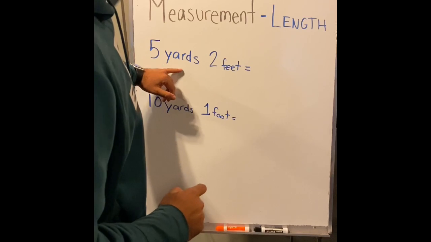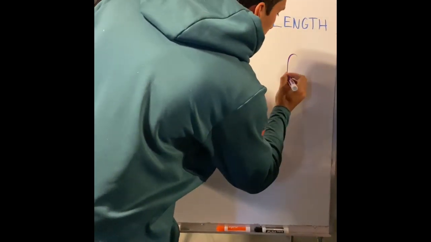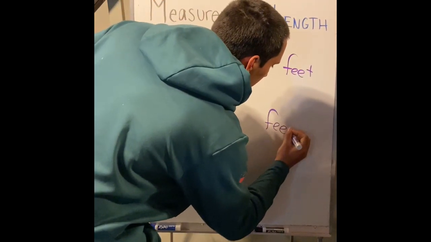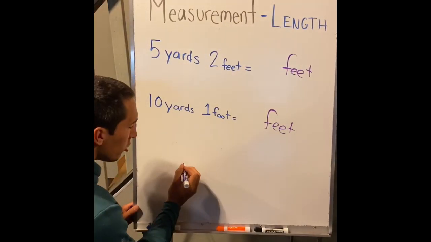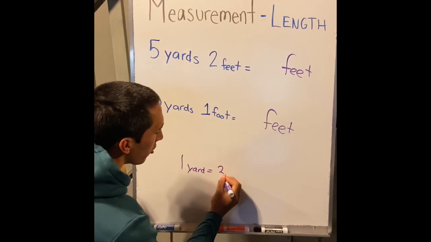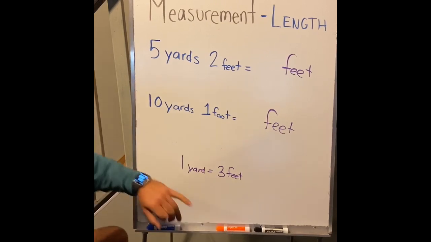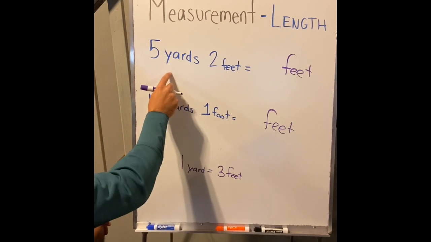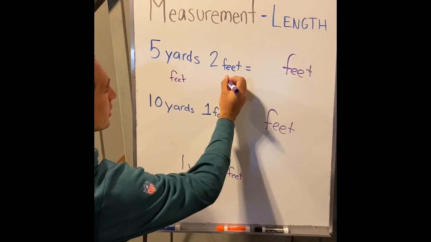The next one we're going to do is take our yards and feet and convert it into how many total feet there are. So I'll put a little hint for you. Let's remember, 1 yard equals 3 feet. How many feet are going to be in 5 yards? Remember, we want to make these into feet because that's what we need in our answer.